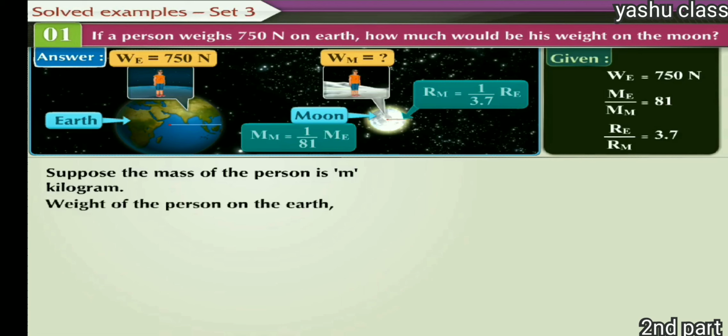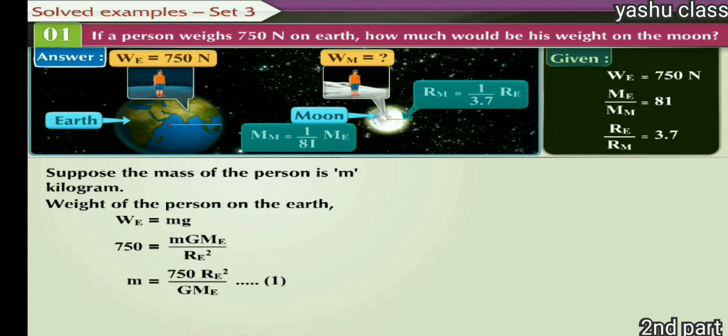Thus, weight of the person on the Earth, that is WE, is equal to m into g. Therefore, 750 is equal to m into G into ME upon RE square. Therefore, m is equal to 750 into RE square upon G into ME. This is equation 1. From this value of mass of the person, we can calculate his weight on the Moon.